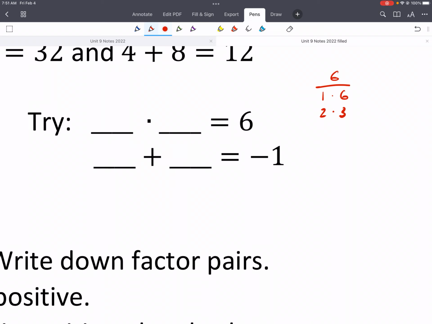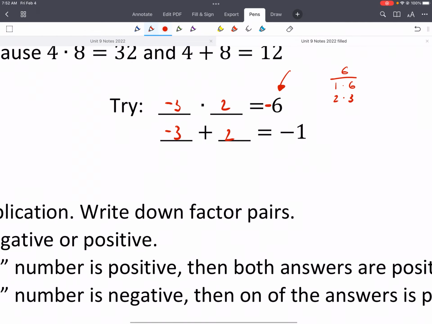So, yes. Okay, but 2 and 3, that should work, but maybe the 3 would need to be a negative. So negative 3 plus 2 does give us a negative 1, and negative 3 times 2 does give us negative 6. So sorry about that. I need to fix that. Too bad I already printed my notes. All right, so sometimes they could be negative.